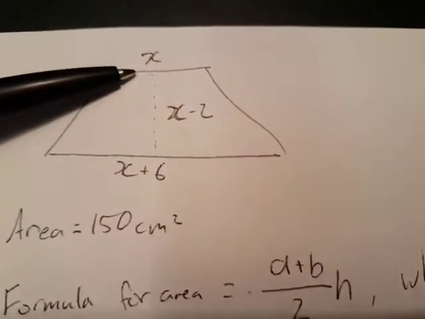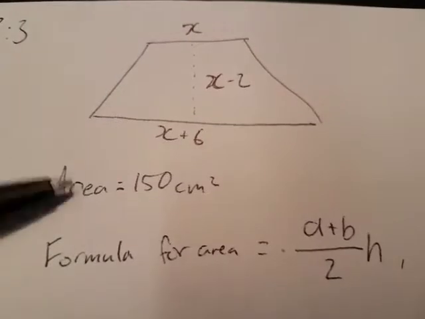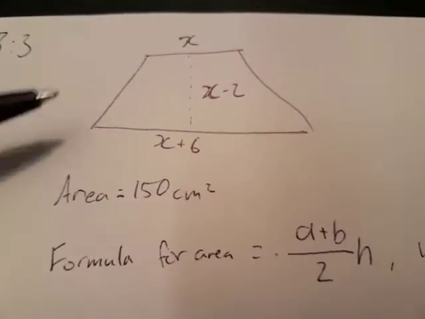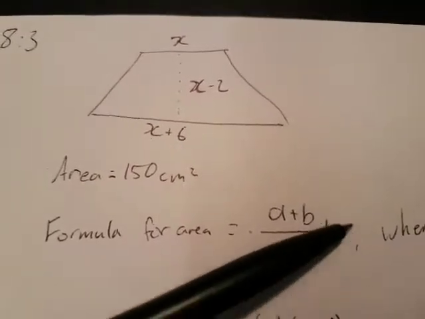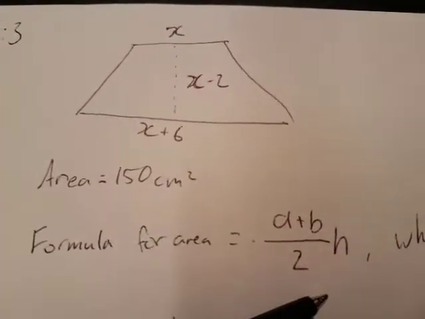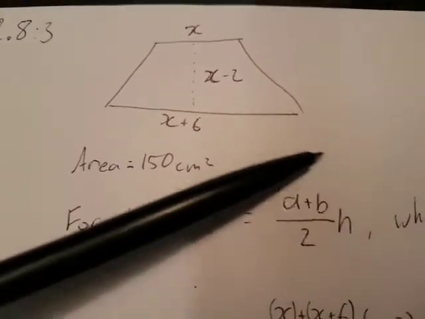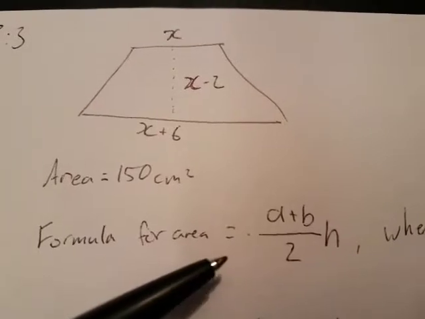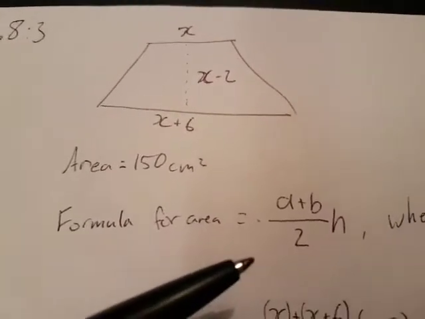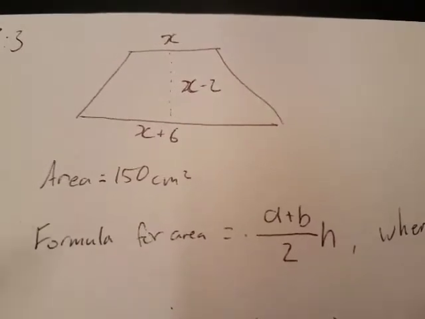And then they give us the height of the trapezium as x minus 2. They also give us the area of 150 centimeters squared, so I just start by writing all of those things down. Now I had to search up the formula for the area of a trapezium. At this point, if any of these questions came up where you needed a formula, that would be provided on the test or on the exam. Later in the year, once you've covered geometry, you will probably need to know this.